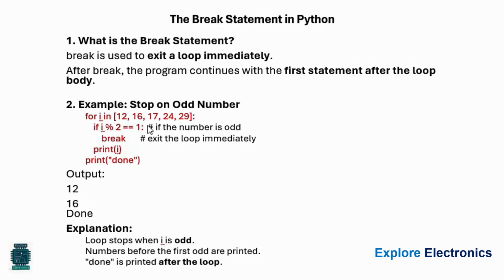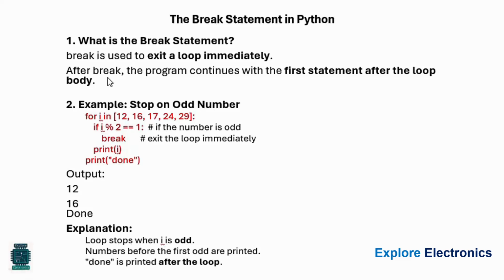This condition tells that the number is odd. Whenever we get an odd number, it will immediately break the loop. This is what break is used for: to exit the loop immediately whenever this condition is true.